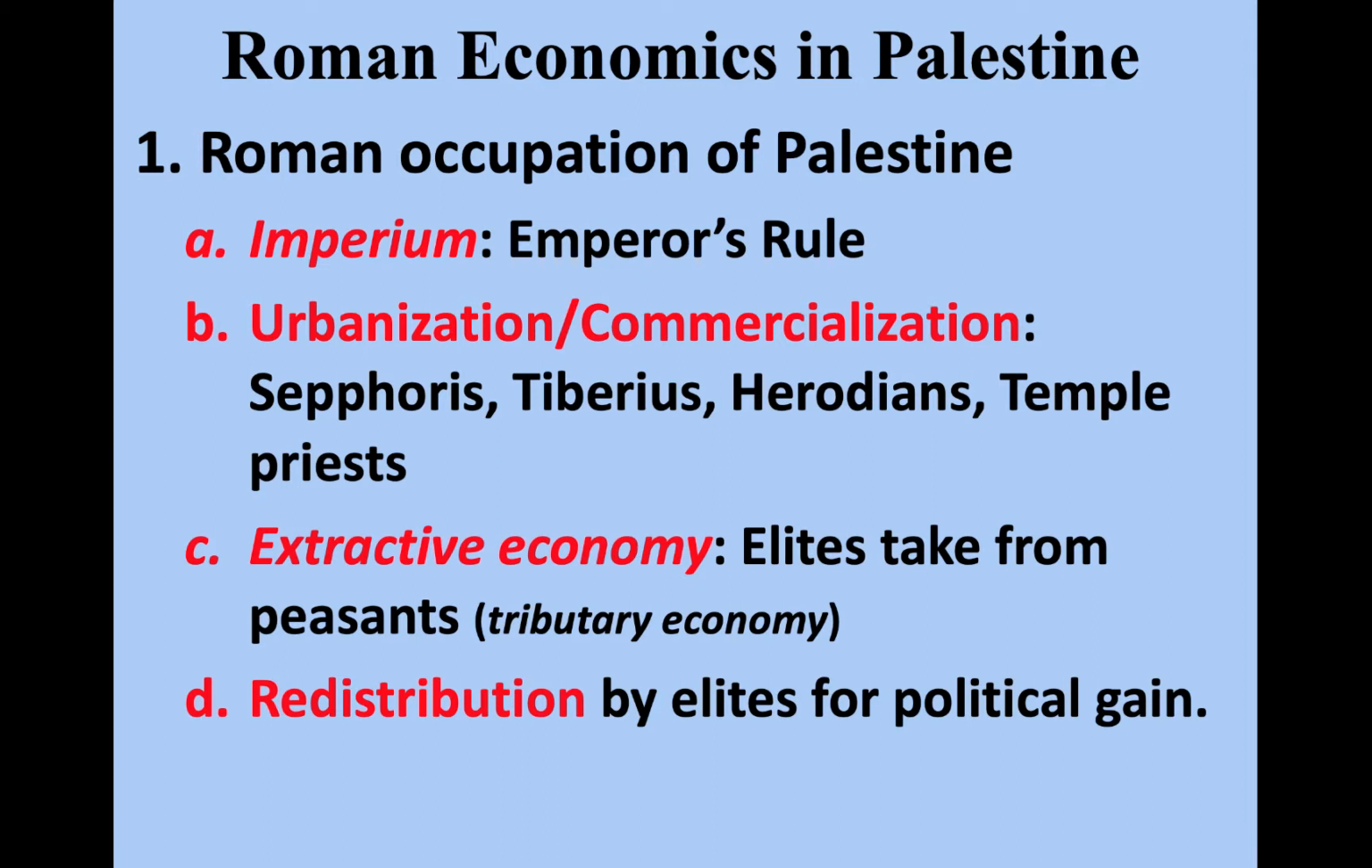The economy was an extractive economy. In other words, the wealthy, the elite, take from the peasants. A tributary economy, it's sometimes referred to. In other words, whenever you build an urban center, they function like a great vacuum, sucking in all of the resources from surrounding peasant villages. Again, very difficult, making life very difficult for peasant farmers and peasants who are struggling already to make ends meet. And then there's the redistribution. Elites taking the goods and using them for their own political gain and enrichment. So it creates a very bleak, difficult environment for the people of Palestine, which Jesus obviously noticed and addressed.